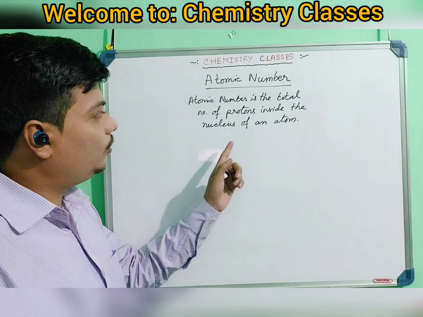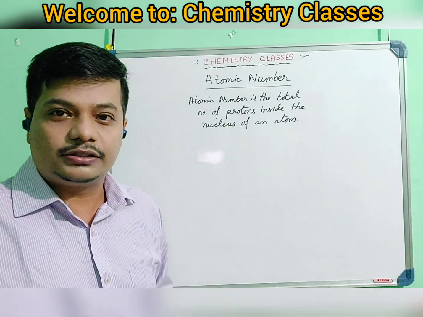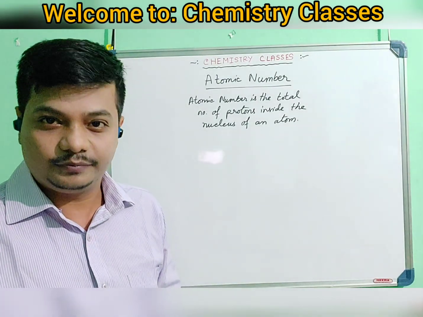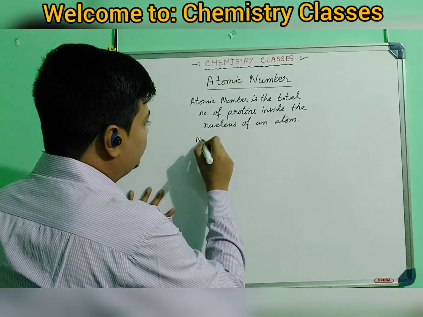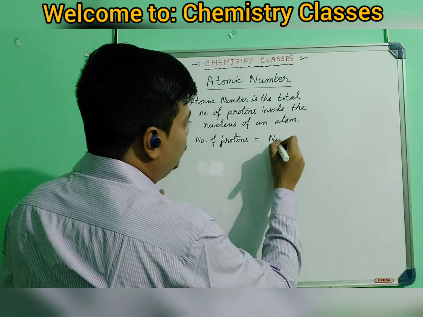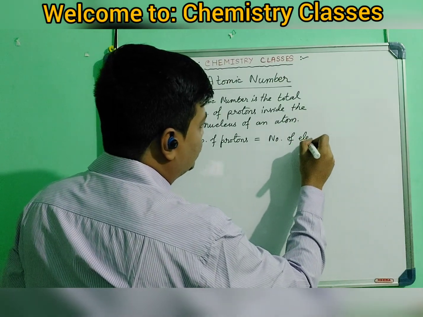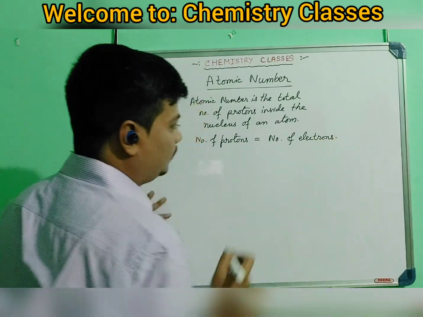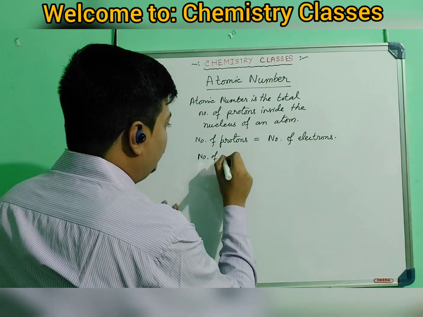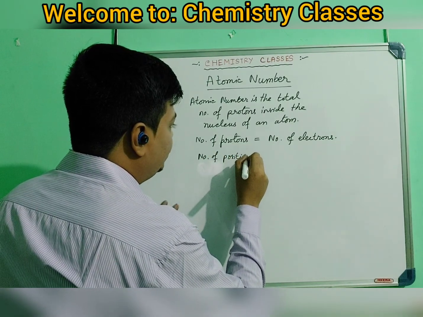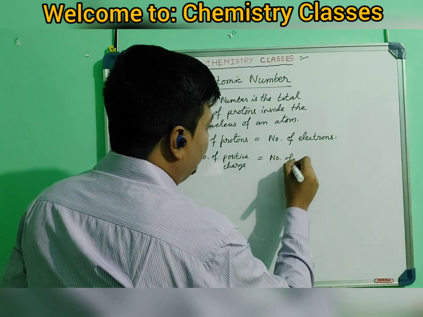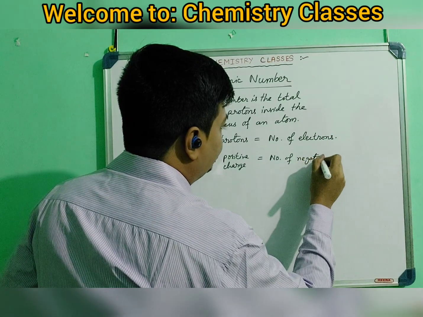So now the number of protons and the number of electrons in an atom are similar. Number of protons is always equal to number of electrons, or I can say number of positive charge is equal to number of negative charge.